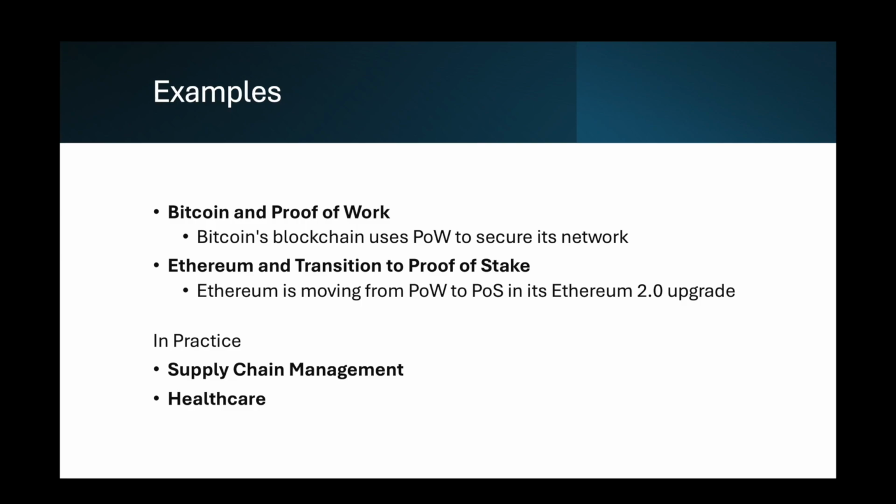In practice, supply chain management. Blockchain can provide a transparent and immutable ledger for the supply chain, ensuring the authenticity and traceability of products. For example, Walmart uses blockchain for tracking produce from farm to shelf. Healthcare. Patient records can be securely stored and shared on a blockchain, improving data accuracy and accessibility. Estonia's health system is an example of blockchain in healthcare.